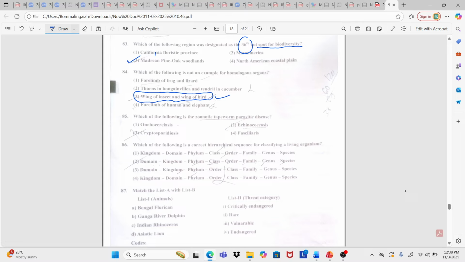Another question 85. Which of the following is a zoonotic tapeworm parasite disease? That means the correct option is 85. Correct option is 2 is the correct one. Next we move on to the another question.